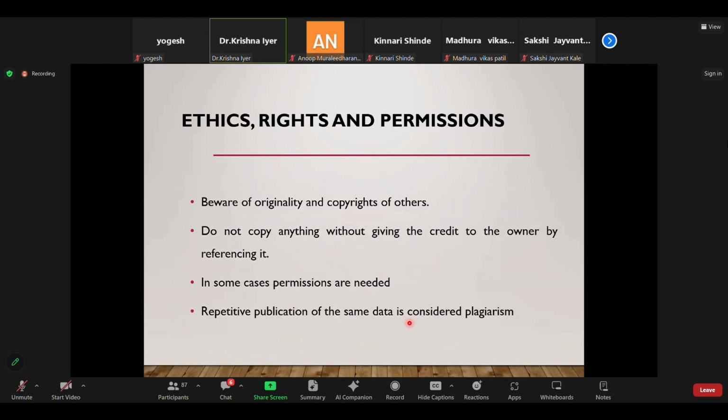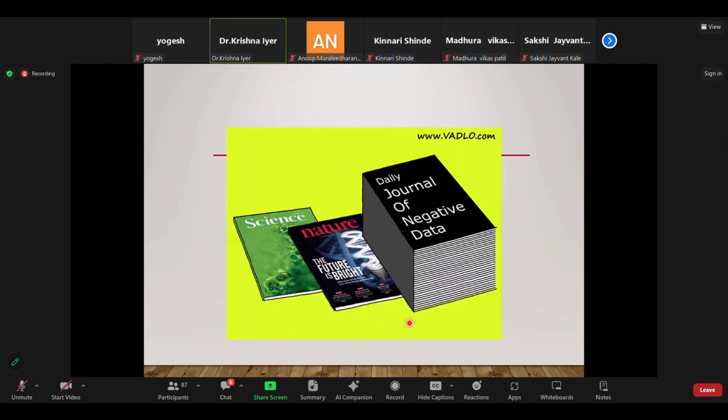Again, just to very quickly make sure you are aware of originality and copyrights of others. You don't plagiarize. Don't copy anything without giving credit or referencing it. Take permissions as and when required. And again, repeating your own publications again and again in different forms is plagiarism. So make sure you don't fall in that trap. And in the end, if everything goes well, you will get your publication.